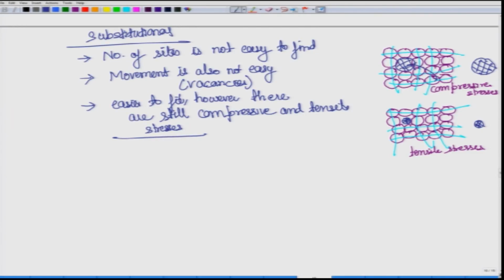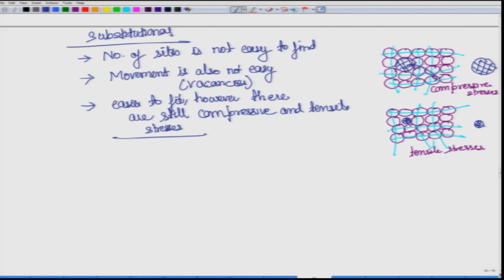So, this is the direct comparison of substitutional impurity compared to the interstitial. So, the first two factors that we discussed in interstitial, it was easier, finding the site is easier, all the sites are vacant in a way, movement is easier because all the sites are vacancies. On the other hand, for substitutional, finding a site is not easy, all the sites are occupied by the host atom. Movement is not easy because for movement it needs vacancies, and vacancy concentrations are very small almost always.